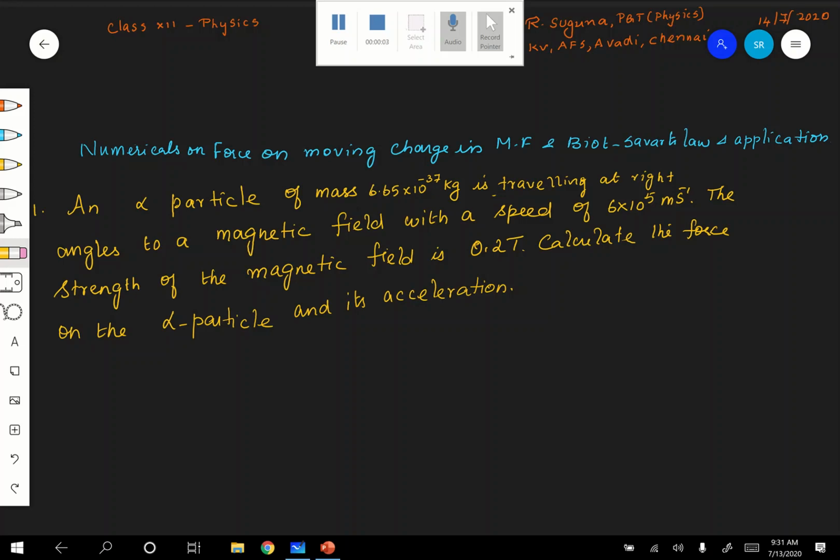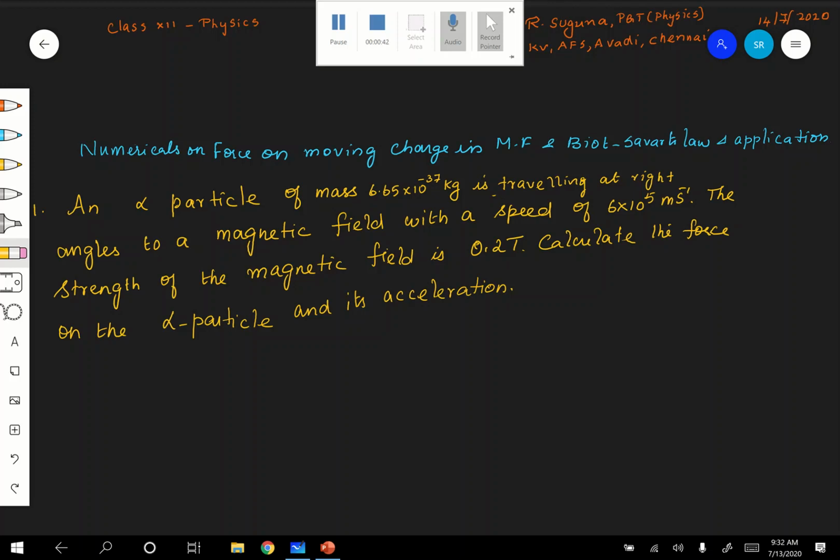Okay, today we will see some numericals on force on a moving charge in a magnetic field and Biot-Savart's law and its application. Okay, the first question. An alpha particle of mass 6.65 × 10^-27 kilogram is traveling at right angles to a magnetic field with a speed of 6 × 10^5 meter per second. The strength of the magnetic field is 0.2 Tesla. Calculate the force on the alpha particle and its acceleration.